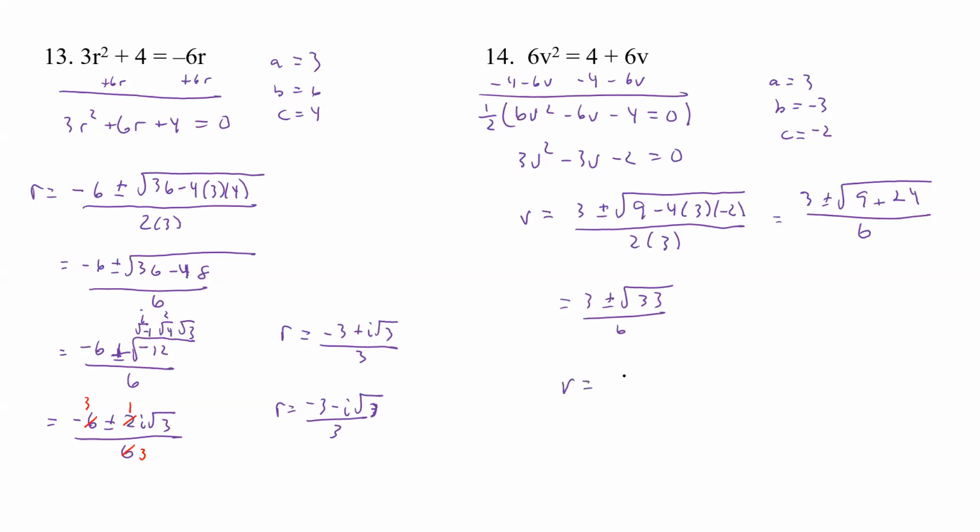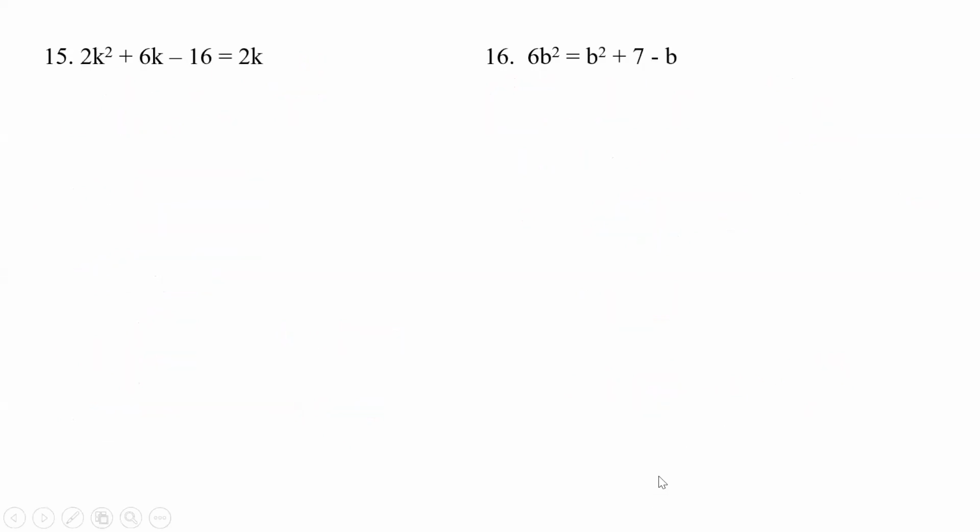So v is equal to 3 plus the square root of 33 over 6, and v equals 3 minus the square root of 33 over 6. Okay, so another one where that radical doesn't get any more simplified, it just stays as a kind of semi-large number. All right, what about here?